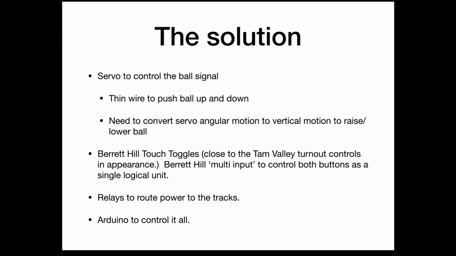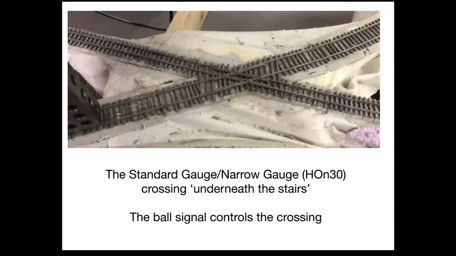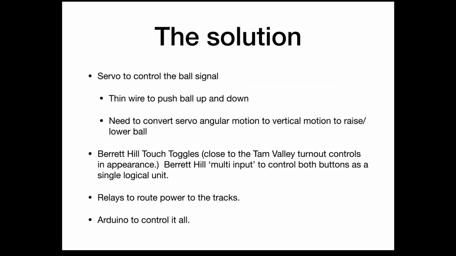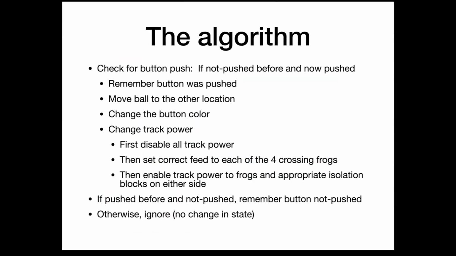I'm using relays to route power to the tracks. So I have feeds underneath the track for both standard and narrow. The relays set the frog power. If you think about a crossing, go back and look at it, you actually have 4 separate frogs. Each one gets a different power, either standard plus, narrow minus, etc. And then an Arduino controls it, because there's a fair amount of complexity in here.